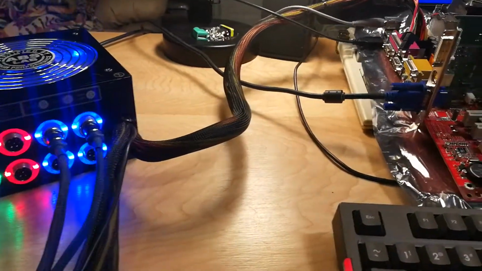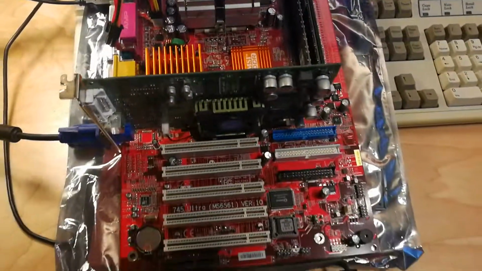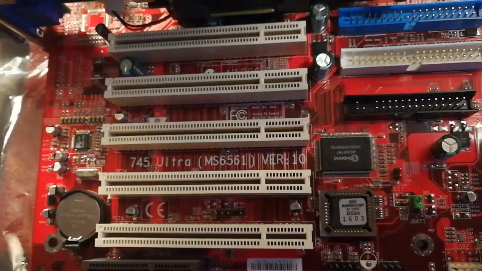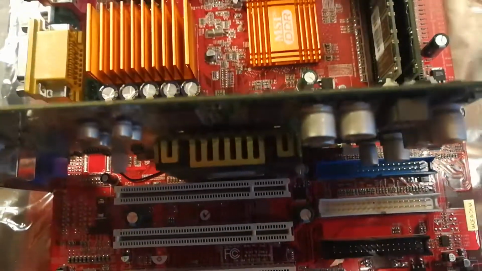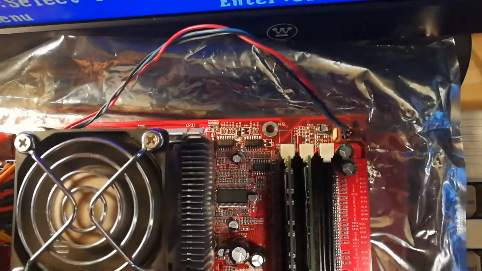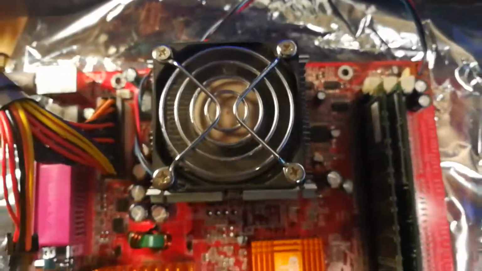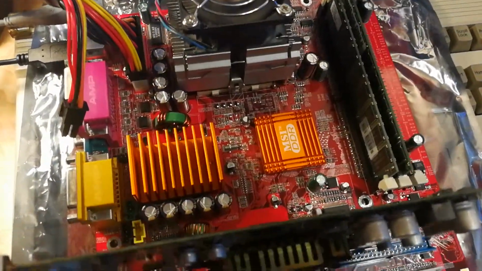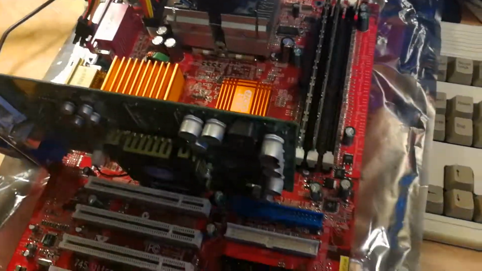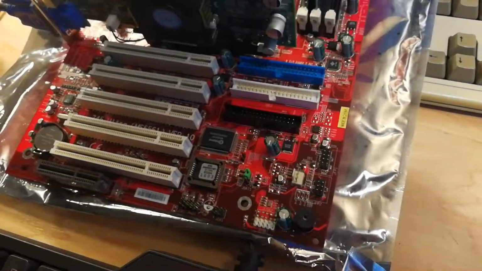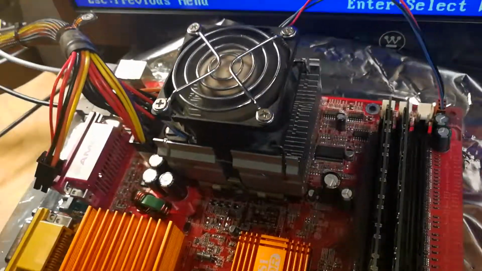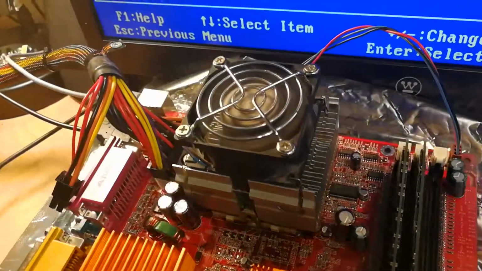Got it hooked up to the tag end again. Ain't she beautiful? But my word, listen to that. That fan is outrageously loud.